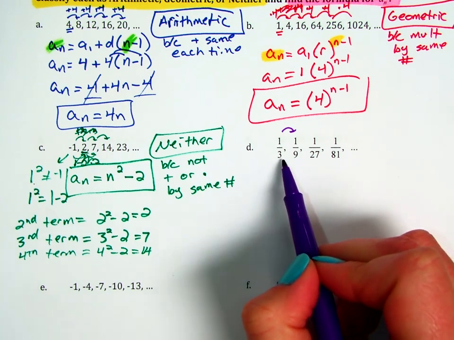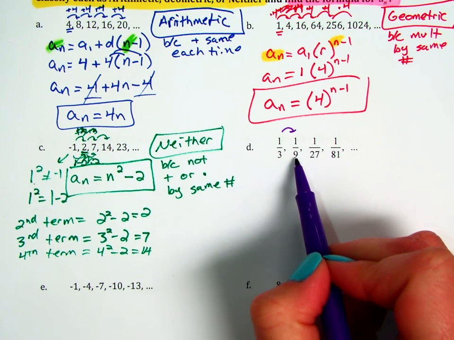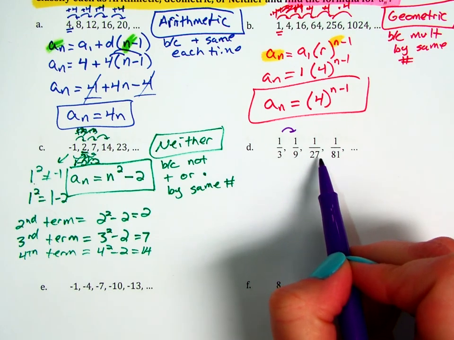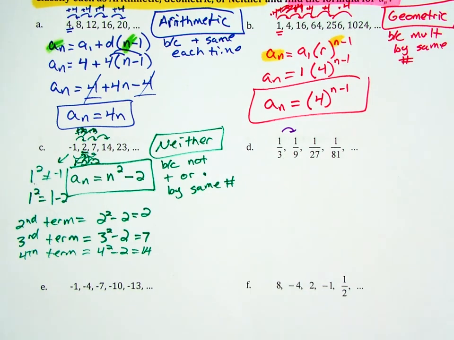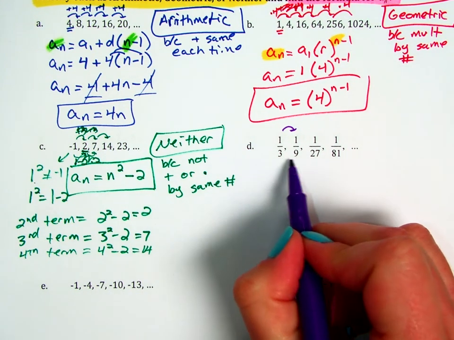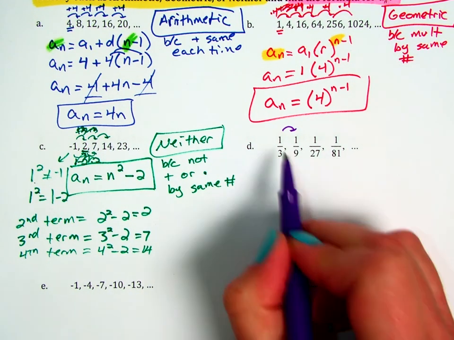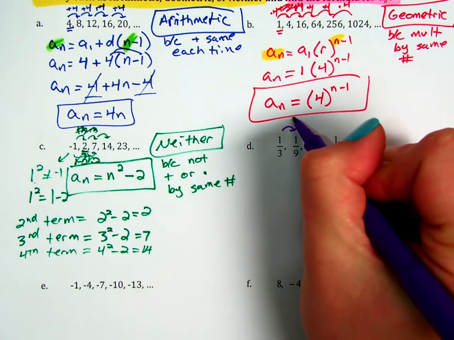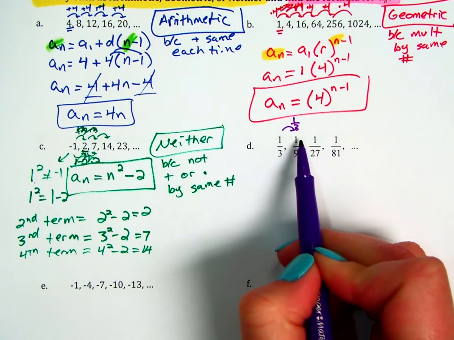So to be honest, when I look at this, 3 times 3 is 9. 9 times 3 is 27. 27 times 3 is 81. So we almost think that it's multiplying by 3, right? But the top stays the same. So I'm really multiplying by 1/3 because 1 times 1 is 1.